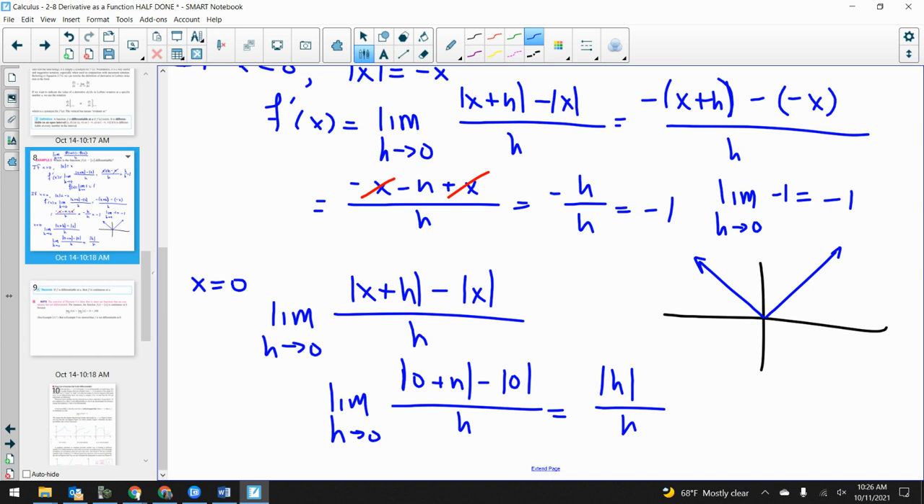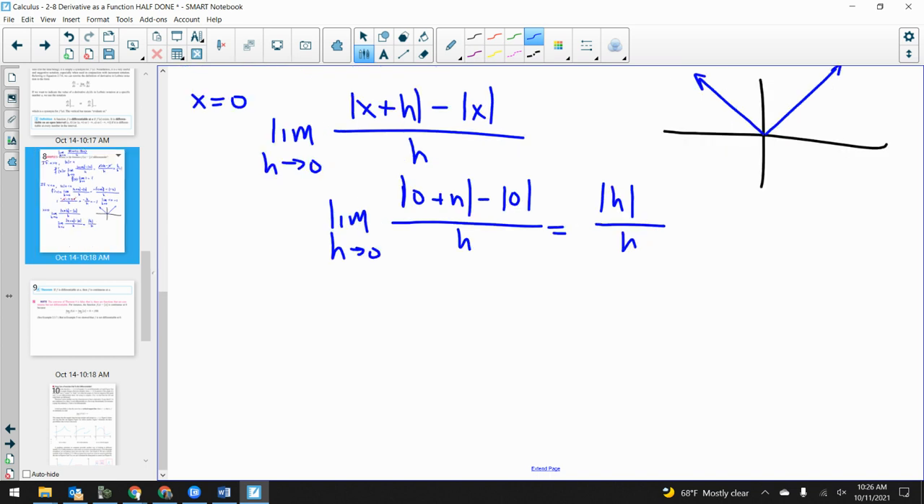And what we want to do is find the limit as h goes to 0. Well, can I do, we want this, right? Can I directly substitute there? Can I just call it 1? Can I just call it negative 1? Not really.